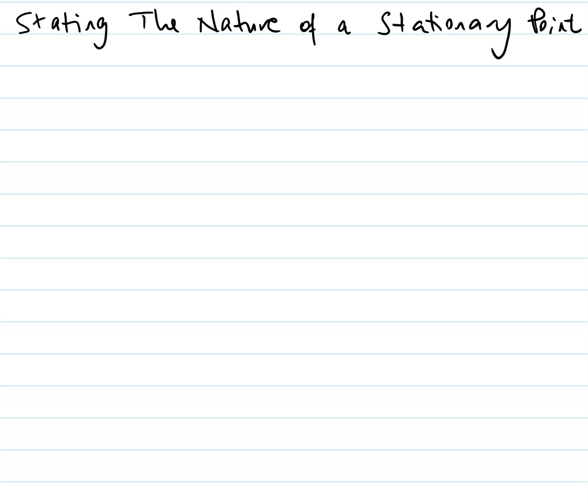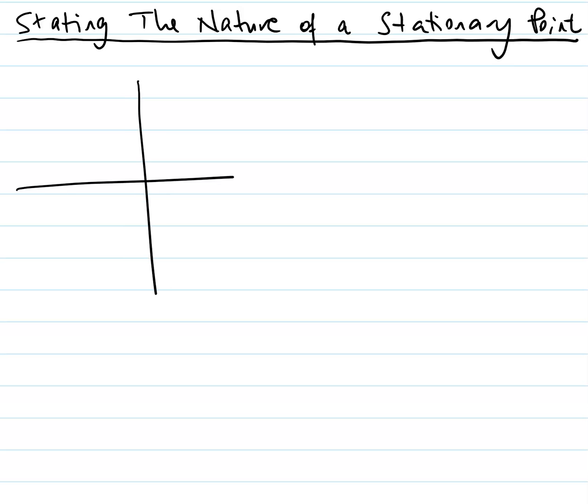I'll show you what I mean. We're stating the nature of a stationary point. So that basically means defining whether a stationary point is a turning point or a point of inflection, and we're proving that mathematically. So we already know that a turning point looks something like this. If we have a curve that hypothetically looks something like that, we've got two turning points in this curve. One of them is here, and the other one is here.